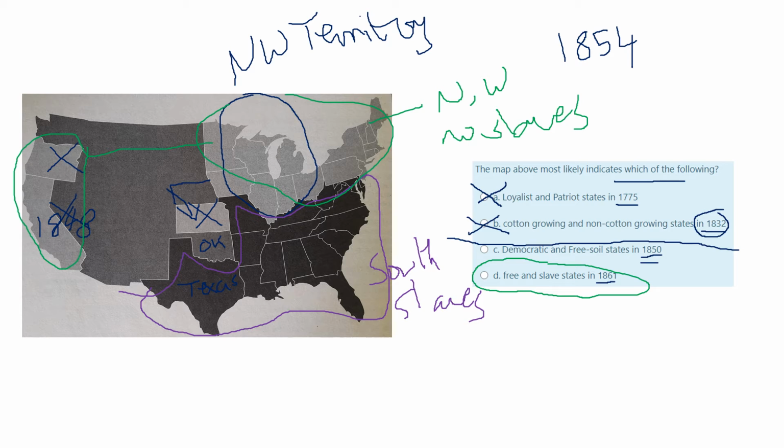Key there is looking at what is a state and what is not a state, so you know that you are later, not earlier, and then thinking, well, it shows North and South, and North and South argued a lot over the issue of slavery. So that's why you can guess the answer D, the free and slave states, is going to be the best answer.